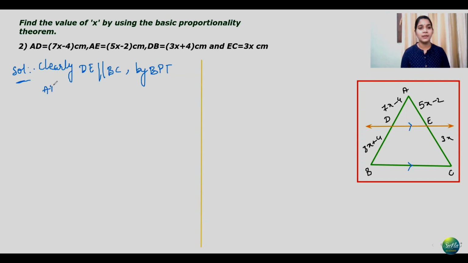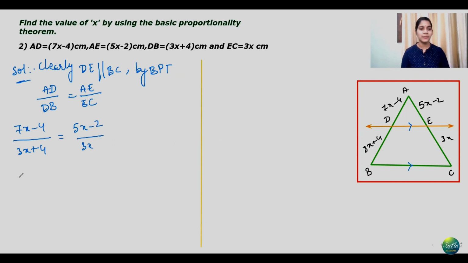So by using the basic proportionality theorem, if DE is parallel to BC, then we have the other two side ratios as equal. AD by BD is equals to AE by EC. So we have the values for AD. It is given as 7x minus 4 by DB value is equals to 3x plus 4 and AE is 5x minus 2 and EC is 3x.